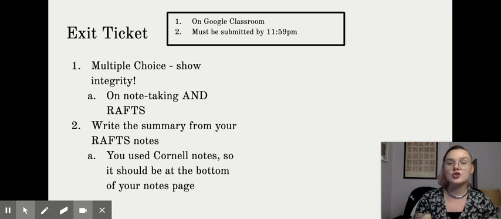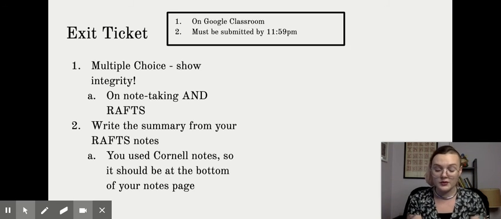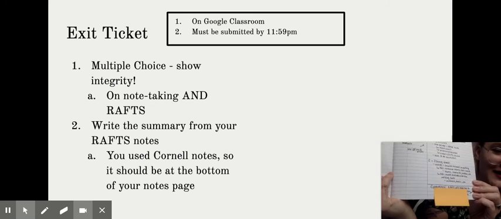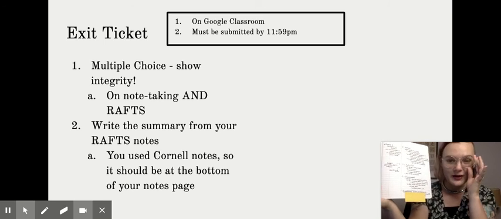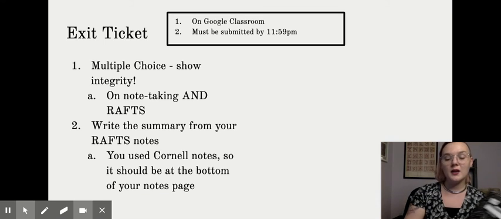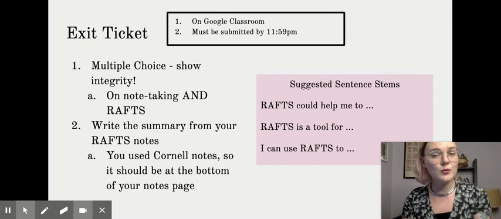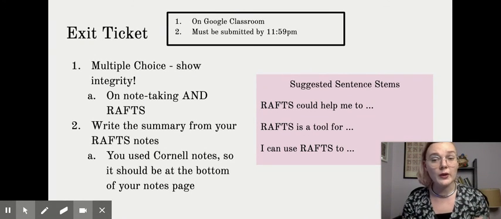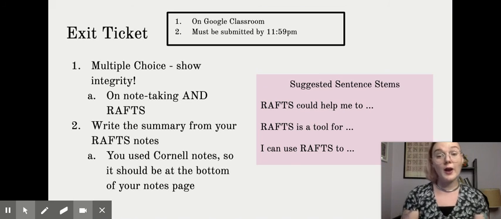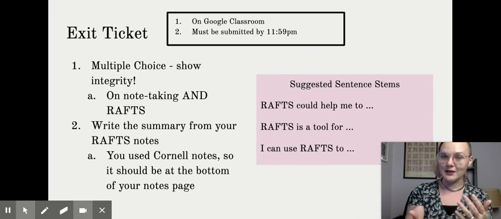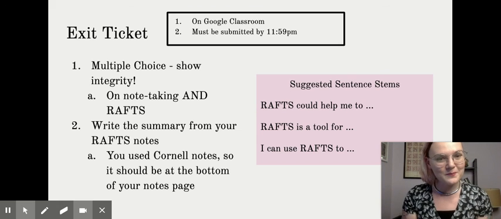And then I also want you to write the summary from your RAFTS notes. So you used Cornell notes, so it should be at the bottom of your notes page. You saw that on mine. I covered it up with an orange Post-it so that you wouldn't see my summary, but it should be at the bottom. And I've also given you a couple suggested sentence stems here. You might say, as part of your summary, RAFTS could help me too, or RAFTS is a tool for, or I can use RAFTS too, because ultimately you're summarizing what you learned about RAFTS.